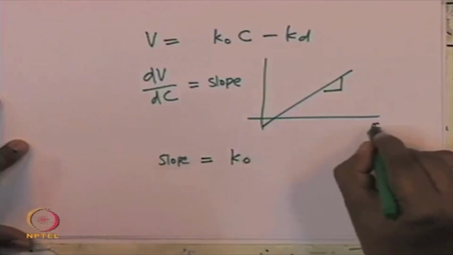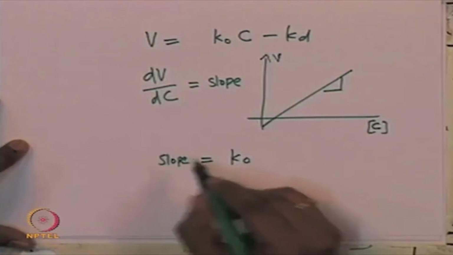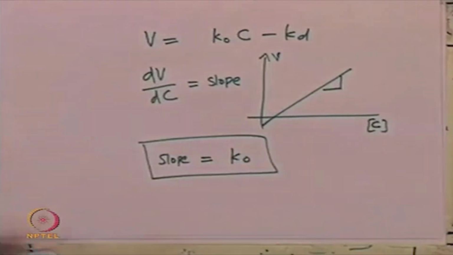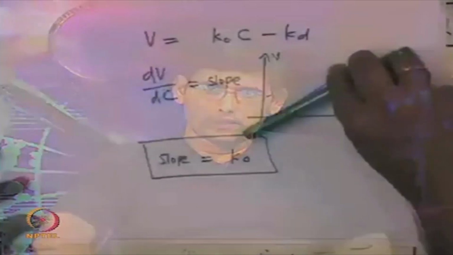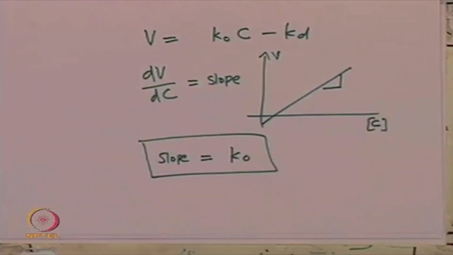This is C and this is V, and the slope is K0. The slope is basically the tilt; how much this is tilting is called the slope. So, the slope is K0, that is the polymerization rate constant. Once we understand this, what can we say about other filaments without doing any experiment? We can roughly draw how the curve will look for some other filament.